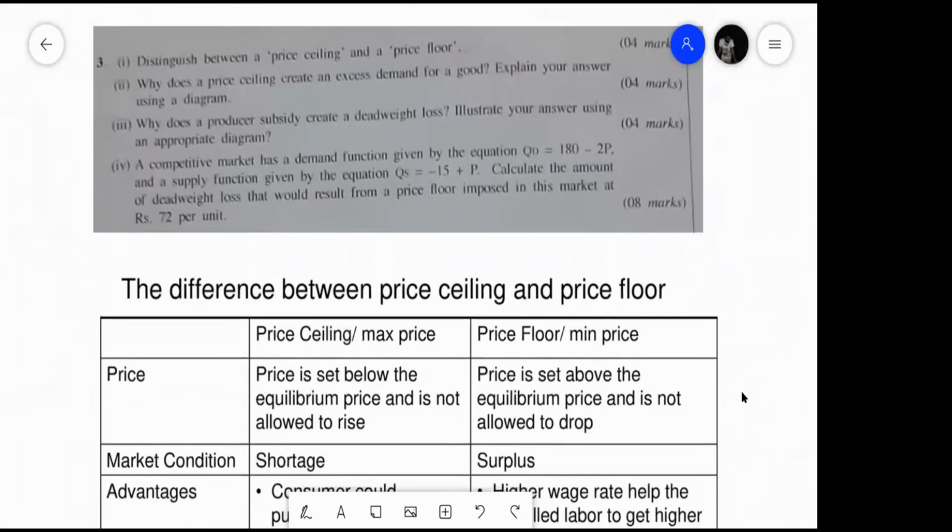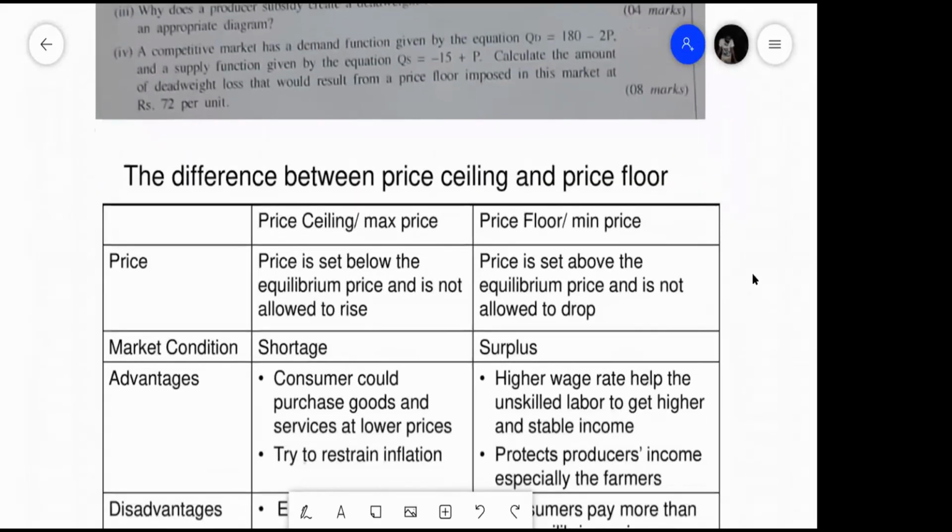Then for a price floor, you can say the government sets a price floor when they feel it is unfair for the producer, and they set it above the equilibrium price. Then you can say due to a price ceiling, there is a shortage in the market, or in other words, an excess demand situation, and due to a price floor there is a surplus or an excess supply. Yes, you can draw the graph also if you want to. But the idea is you should have points.